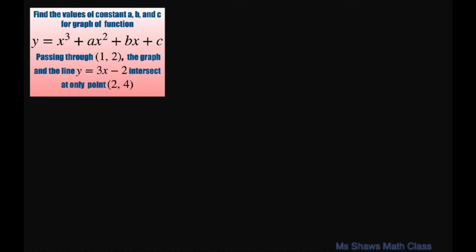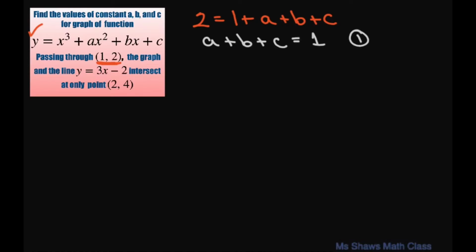So the first thing I know is that it passes through this point. That means I can substitute in my 1 for x and my 2 for y. So I'm going to take this equation and substitute that in. We're going to get 2 equals 1 cubed, it's just 1, then we're just going to get a plus b plus c. Therefore, if I subtract 1, I get a plus b plus c equals 1. I'm going to call this equation 1.